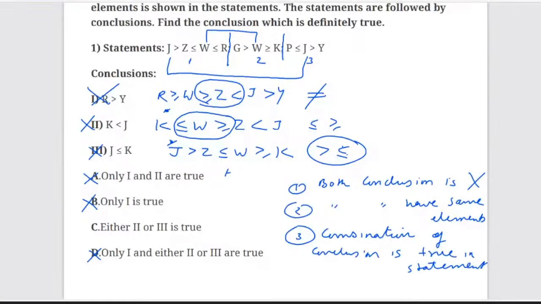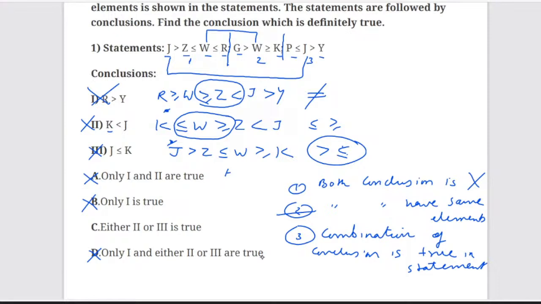Now, if you understand my sentence, then first and second one is very easy to understand. We'll see. First, both conclusions are wrong. Now you must be thinking which two conclusions I'm talking about. Either it is first or third, first or second, second or third. Second condition, both conclusions should have the same elements. Now, same elements is what, K and J are elements. These are the elements only, no? J, Z, W, R, G, K, P, and Y. These are the elements. So, same elements means K, J, and K.